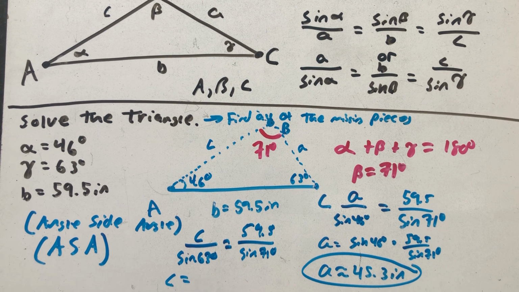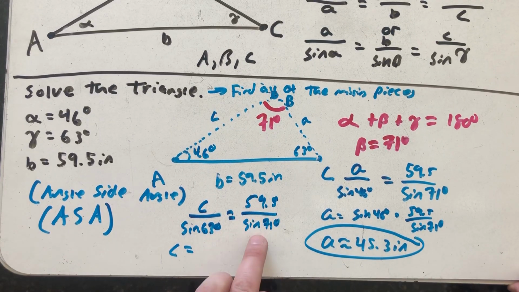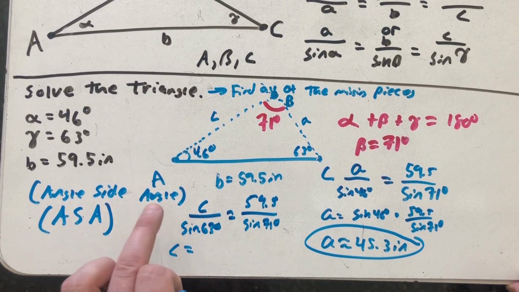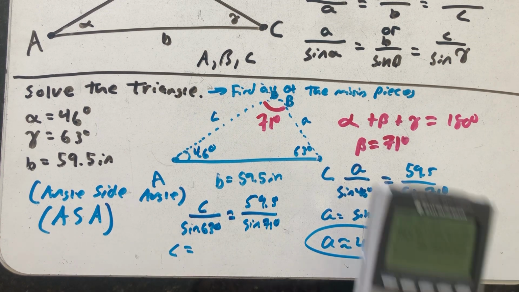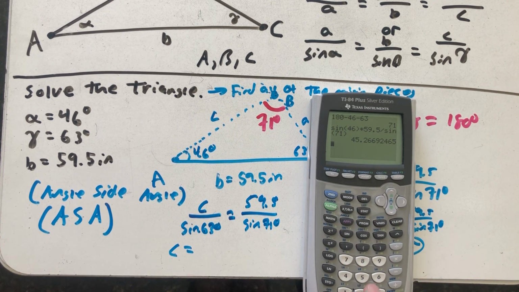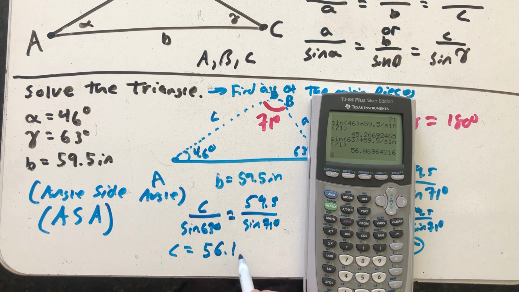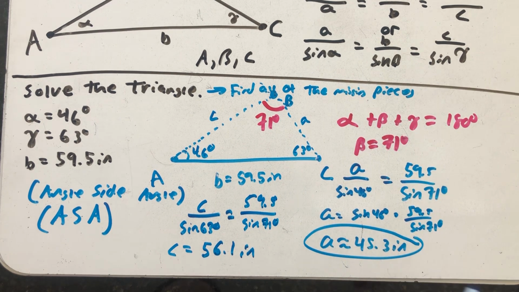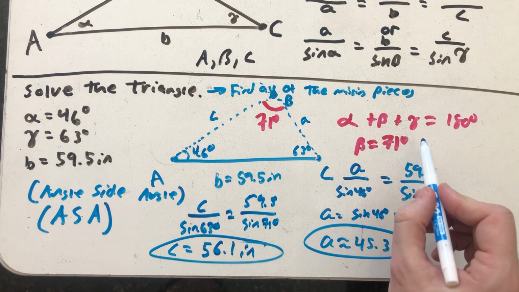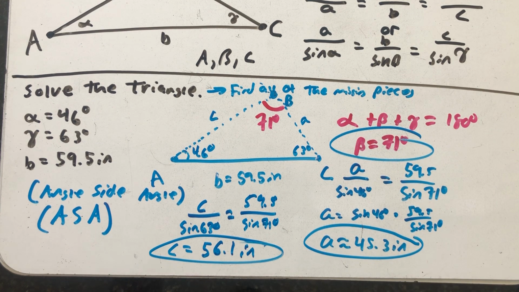And so let's see. I'm going to do the same thing, where I'm going to take that 59.5 over the sine of 71 and multiply it by sine of 63 degrees. I've run out of space here, and I feel confident in this calculation since I've done it once, so I'm just going to let my calculator do the work. And I find that C is 56.1 inches. So I found A, C, and we had already found angle beta. And we've now solved this triangle using the law of sines.